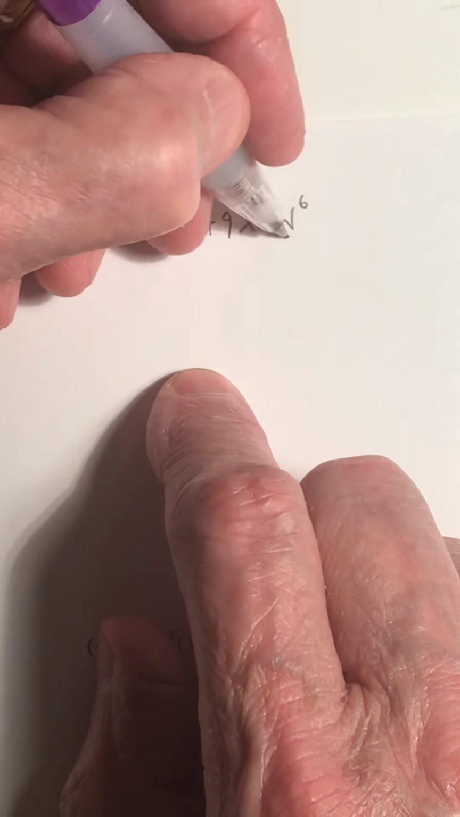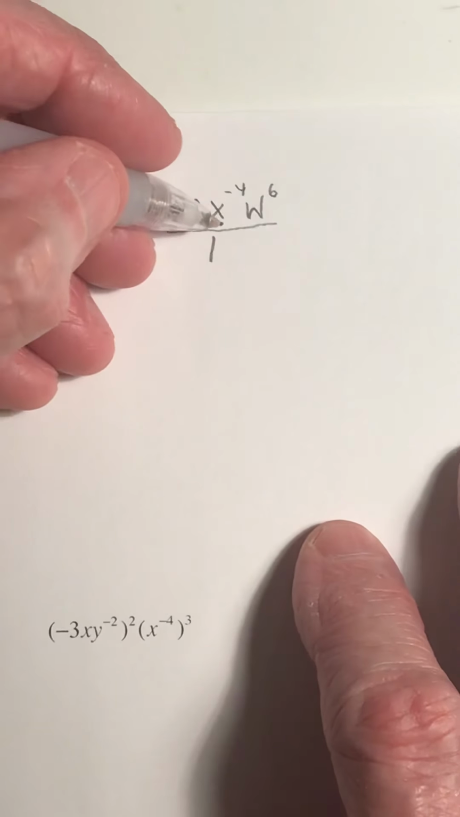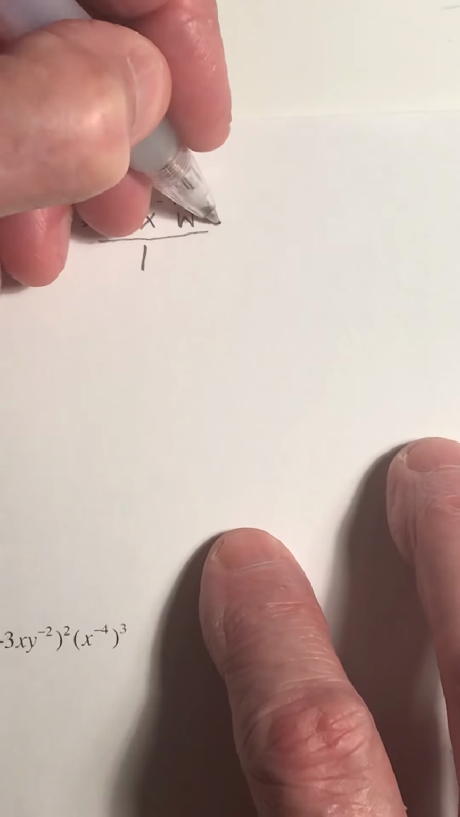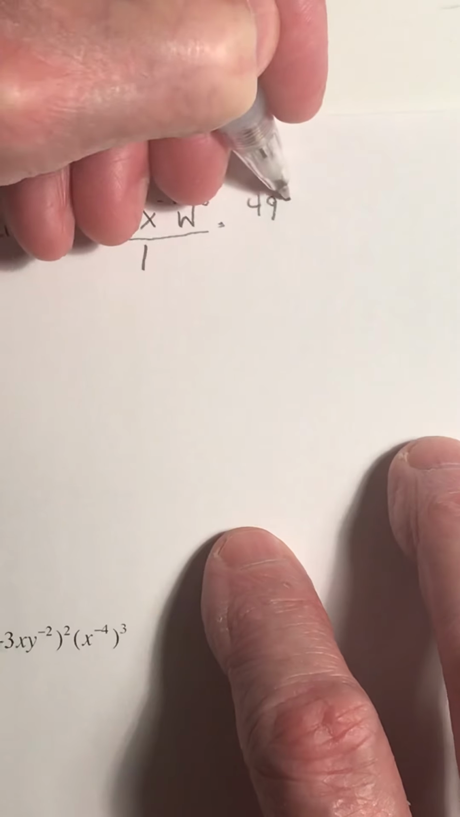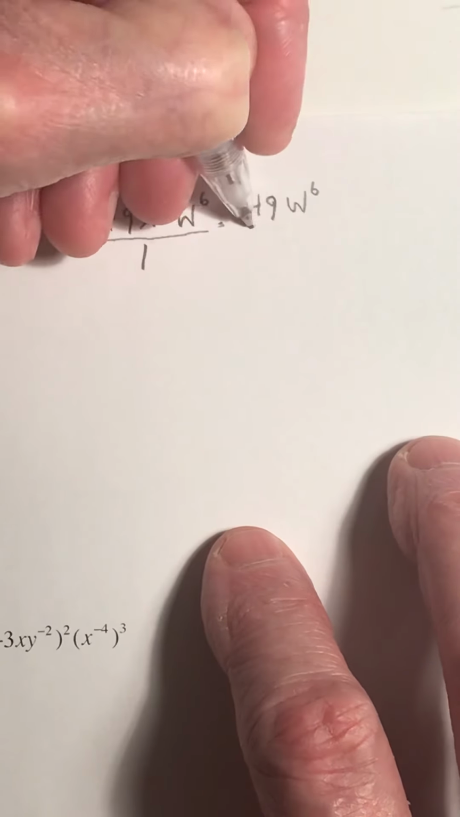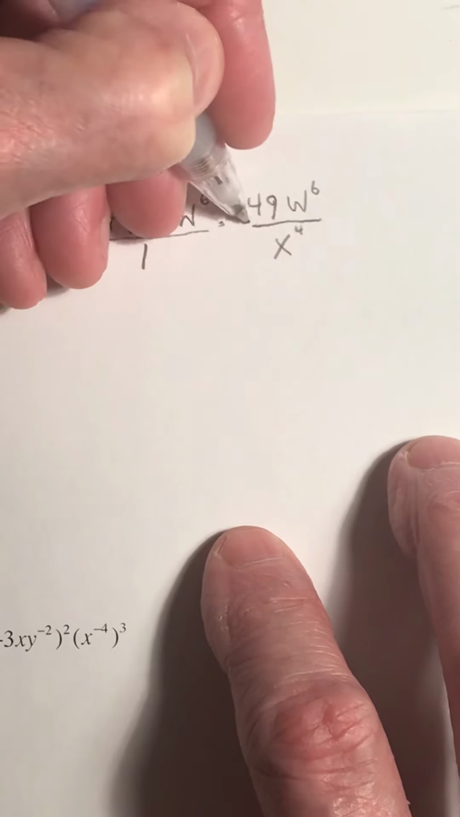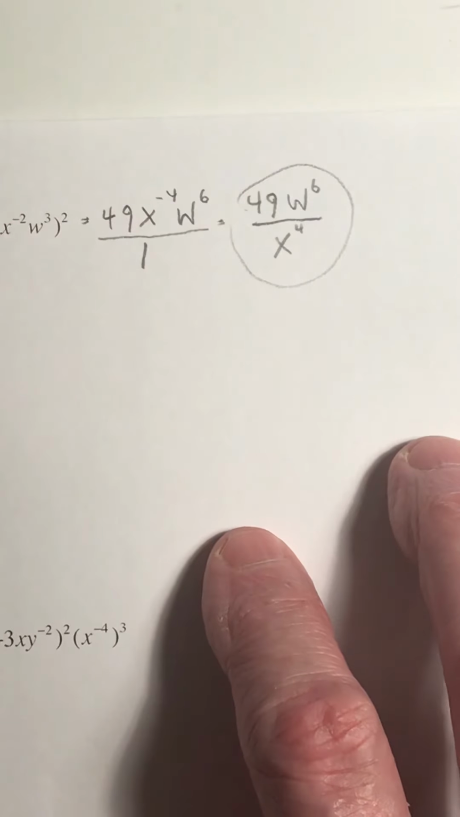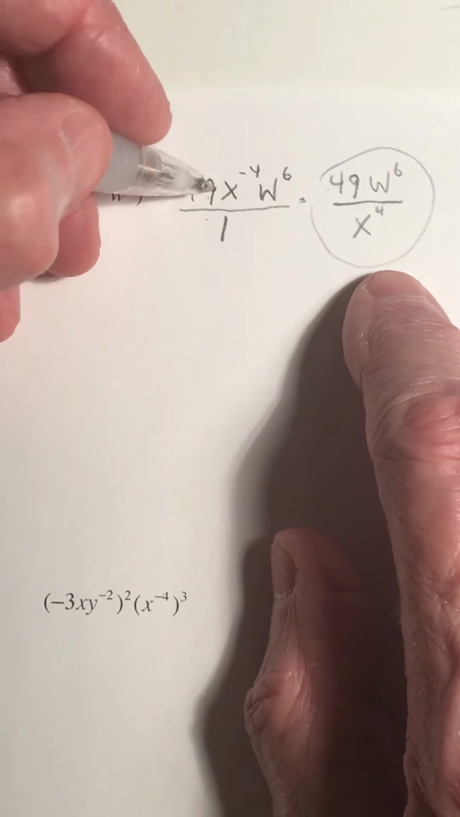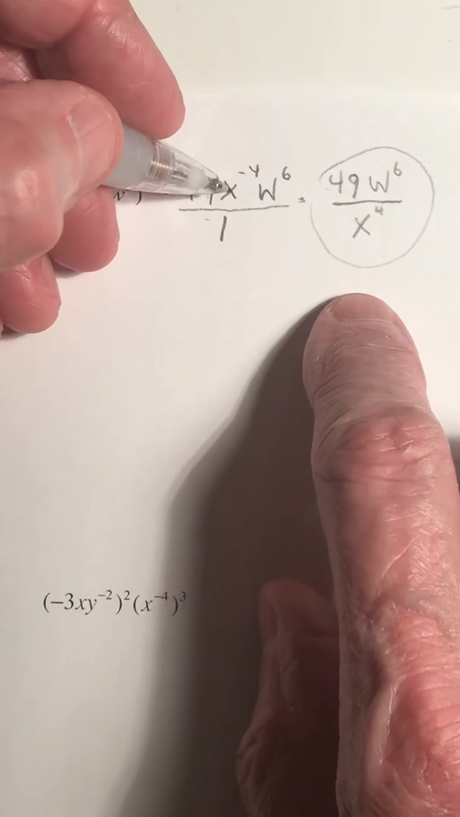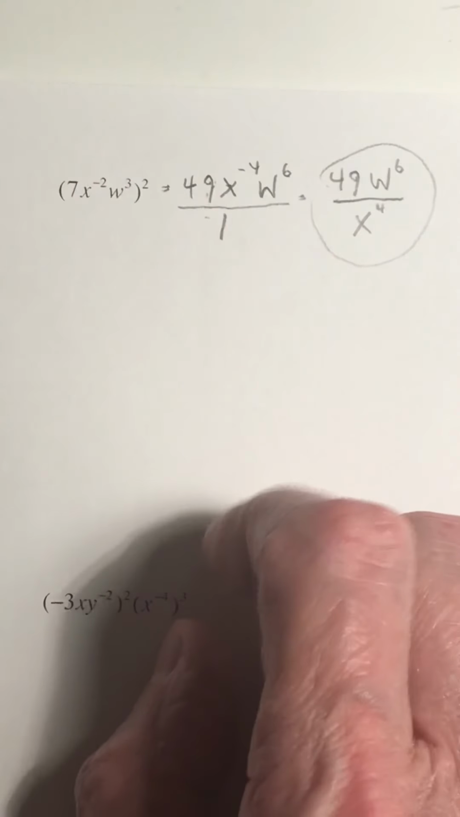So here's an easy way to deal with that. Make this a fraction by doing that. And then just pop that across the bar. So we still have the 49 w to the 6th on top. And now we have x to the 4th in the denominator. Okay, again, I can justify this by saying multiply the top and bottom of this by x to the positive 4th. You'll get an x to the 0 up here, and you'll get the x to the 4th down there.